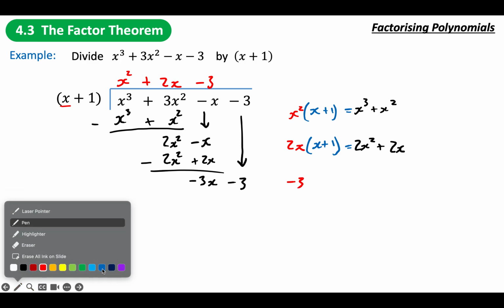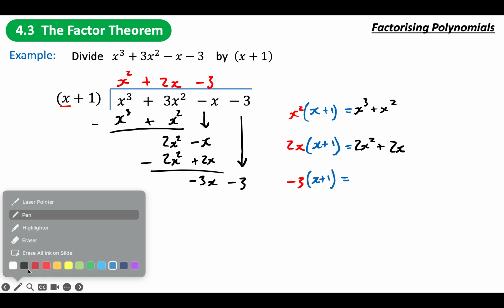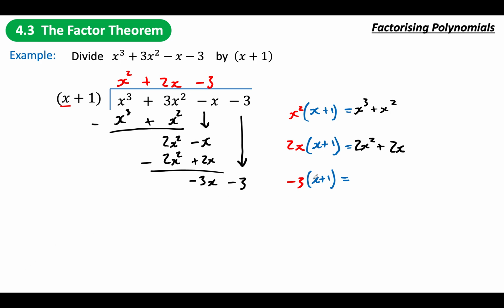I'm going to rewrite my original expression that we're dividing by, which is x plus 1. Minus 3 times the x is negative 3x.